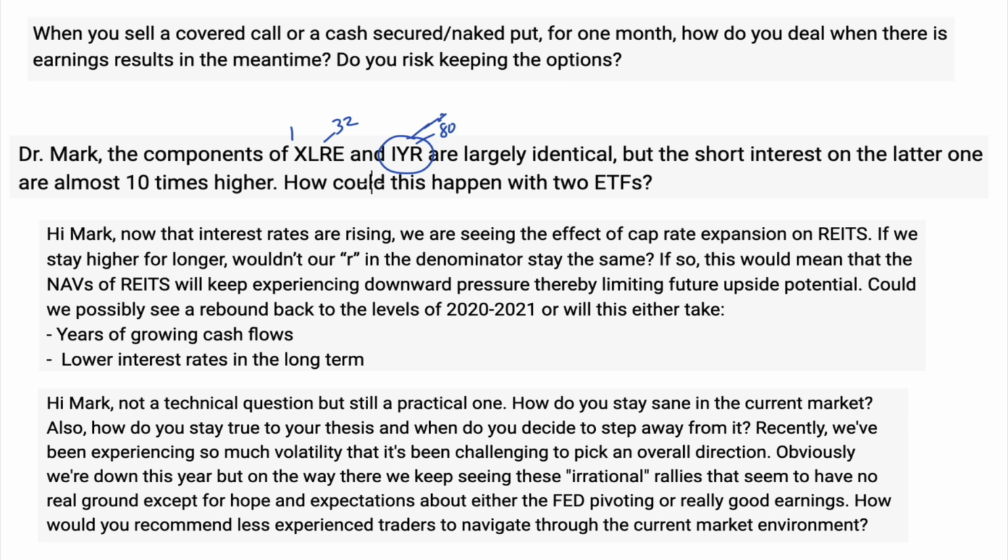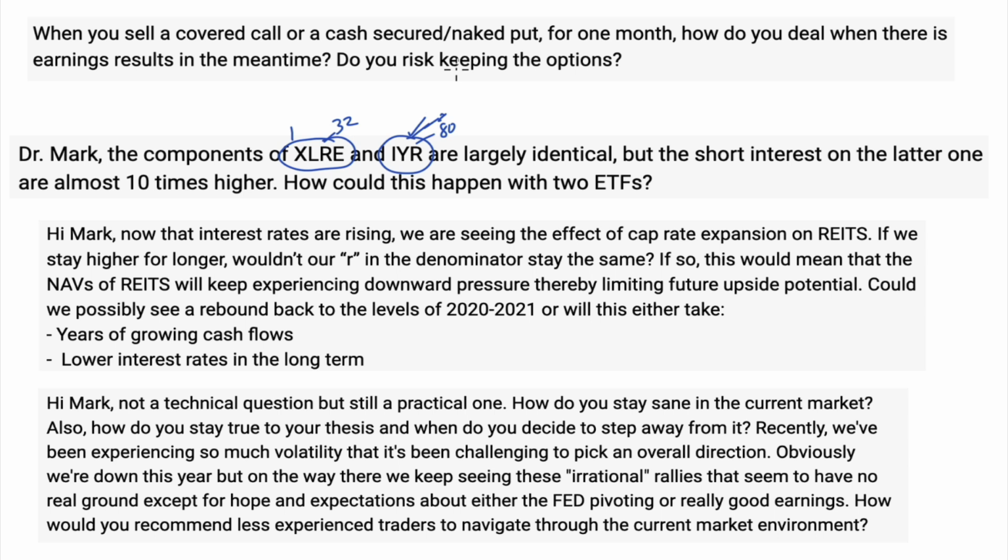IYR has been around for a very long time. XLRE, only about 5 years, because prior to 5 years ago, there were only 10 sectors to the economy, or 10 sectors to the S&P 500. Now there are 11. REITs that historically were in the financial sector got spun out into the real estate sector. So it's fairly new, and if you're doing anything with options, IYR has far more liquid options than XLRE does. But XLRE is large cap. So you're not really playing the whole space with XLRE because it's an S&P 500 component only.